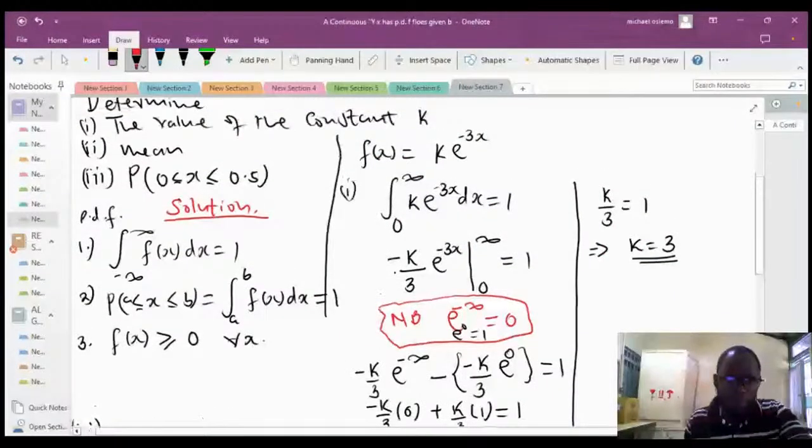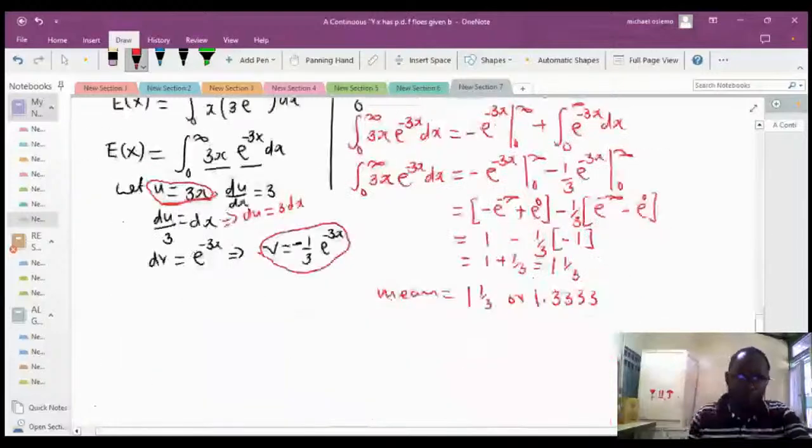Then also Roman number 3, we want to find x running from 0 to 0.5. Roman 3.